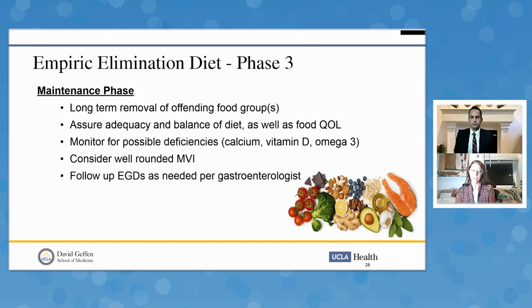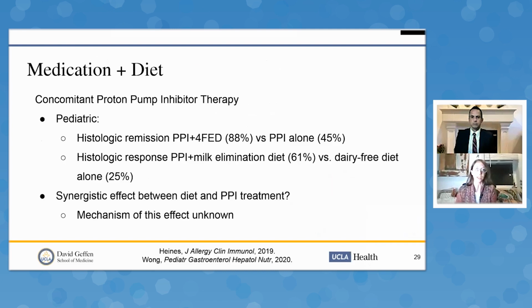We also want to look for any possible deficiencies that might come up if a whole food category has to be removed, which may include giving them a well-rounded multivitamin. And of course, we want them to continue to follow up with their gastroenterologist.